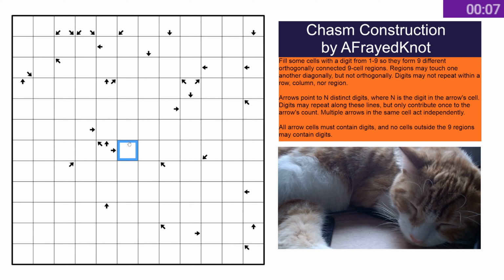Hello. Got a puzzle by AFrayedKnot. Chasm Construction, so standard chaos construction. Regions can't touch each other orthogonally, but fine diagonally. And then these arrows, which each act as a separate independent thingamajiggy, are counting the number of distinct digits in the direction that they point. And all of them contain digits, which makes sense.